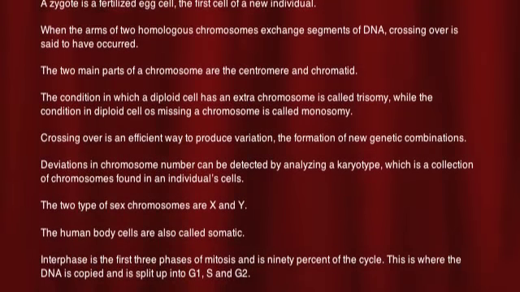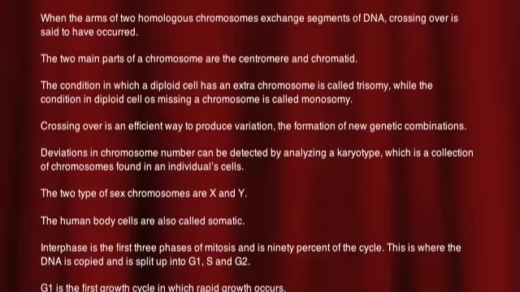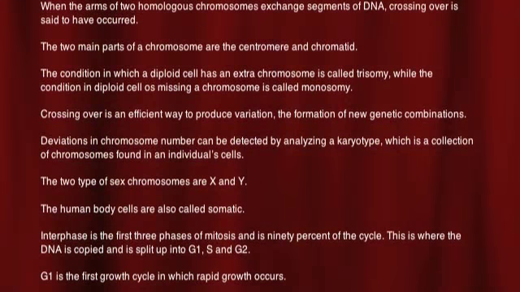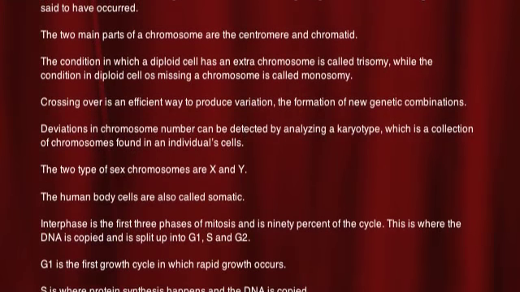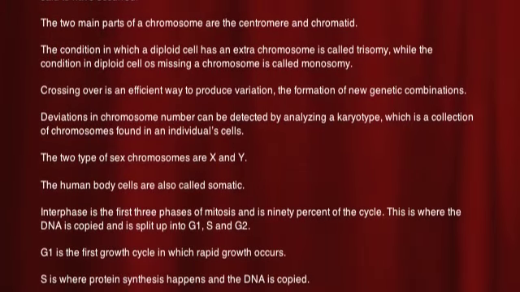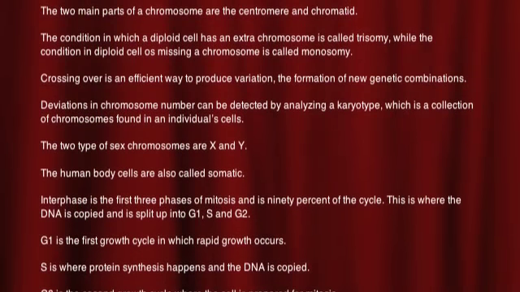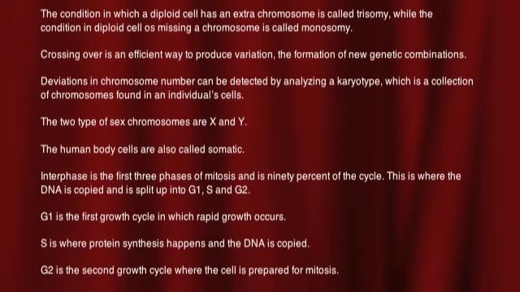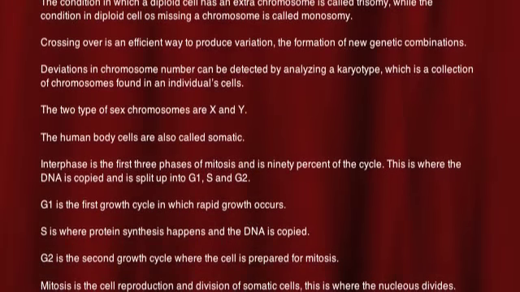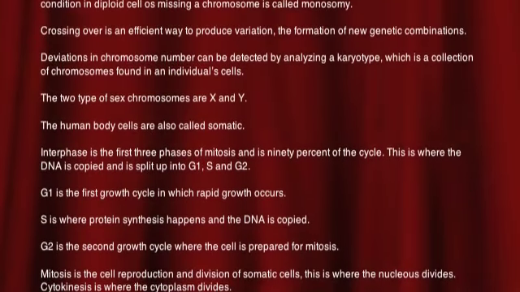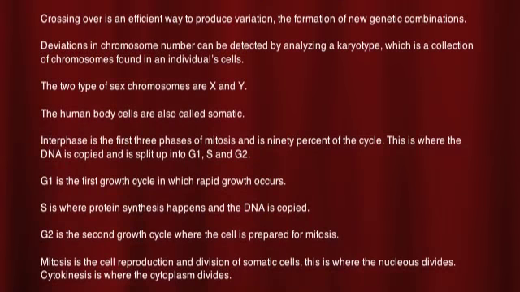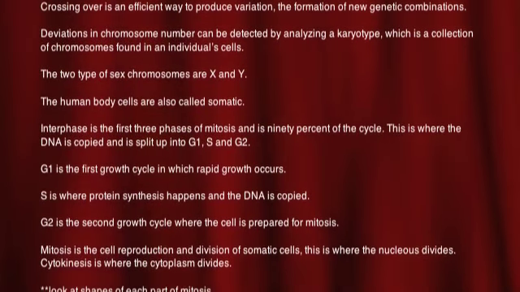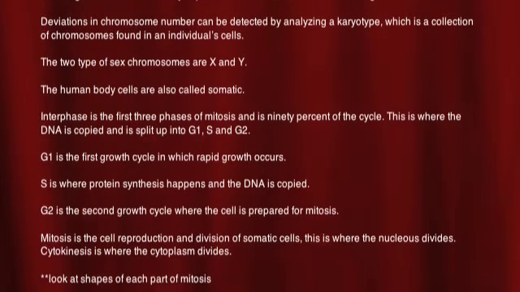Interphase is the first three phases of the cell cycle and is 90% of the cycle. This is where the DNA is copied, and it is split up into G1, S and G2. G1 is the first growth cycle in which rapid growth occurs. S is where protein synthesis happens and the DNA is copied. G2 is the second growth cycle where the cell is prepared for mitosis.